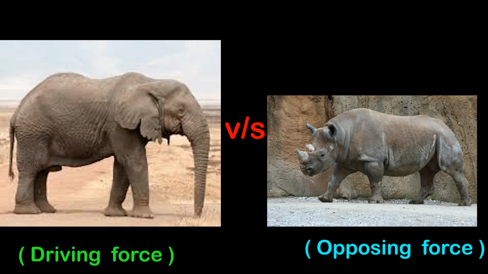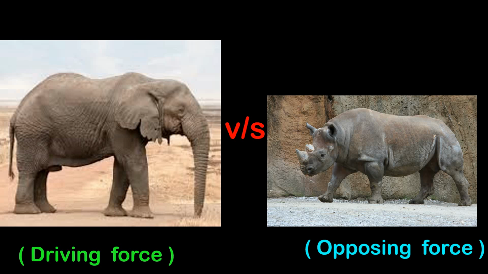Now my one simple question to you all: if the rhinoceros is applying greater opposing force and the dog is applying less opposing force, then to pull whom will the elephant require greater effort? Will the elephant require greater effort to pull the rhinoceros, or will the elephant require greater effort to pull the dog?